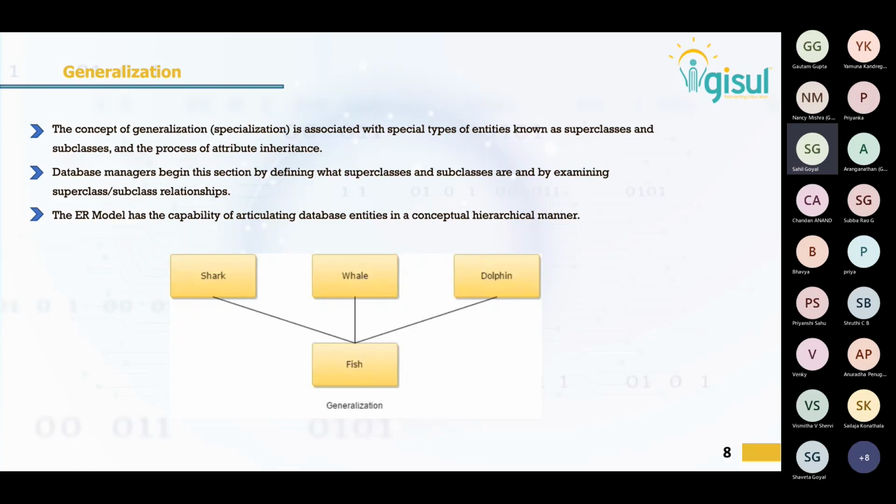So as a part of generalization, we will say that the concept of generalization and specialization is associated with a special type of entities known as superclasses and subclasses in the process of attribute inheritance. Database managers begin this section by defining what superclass and subclasses are and by examining the superclass-subclass relationship. The ER model has the capability of articulating database entities in a conceptual hierarchical manner.